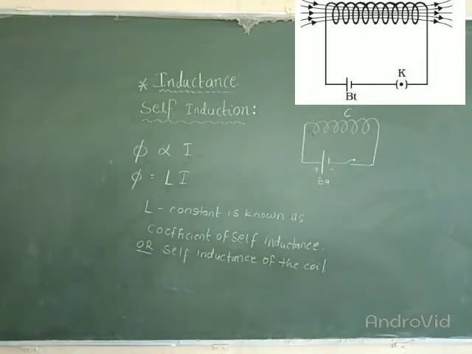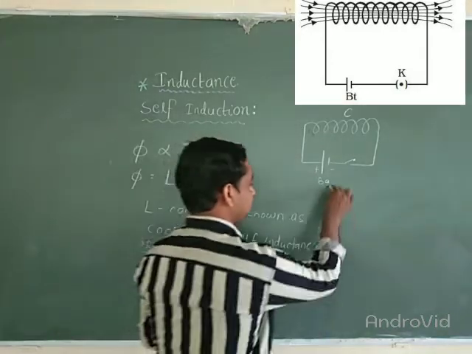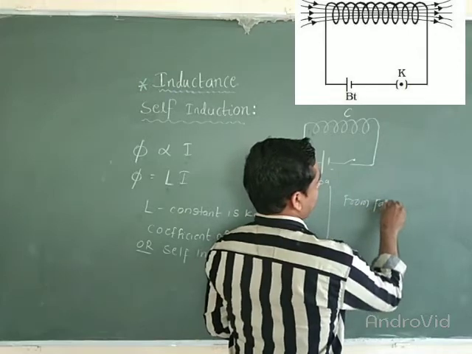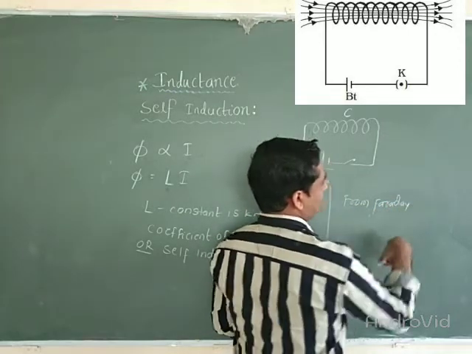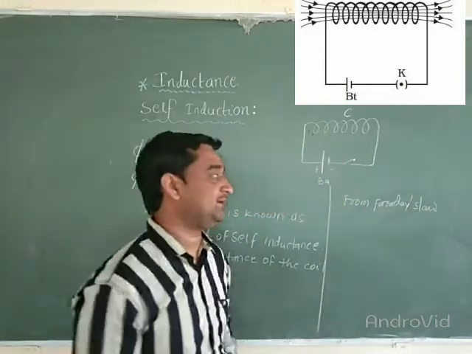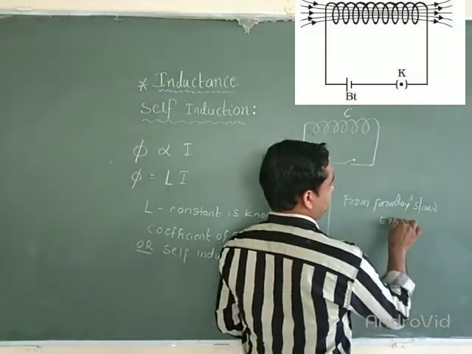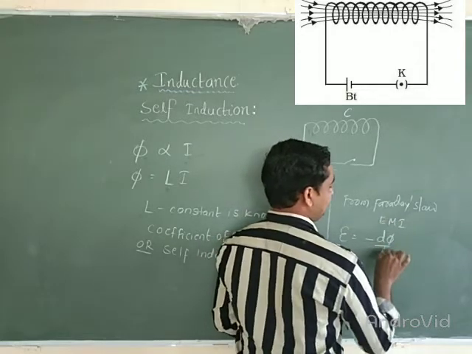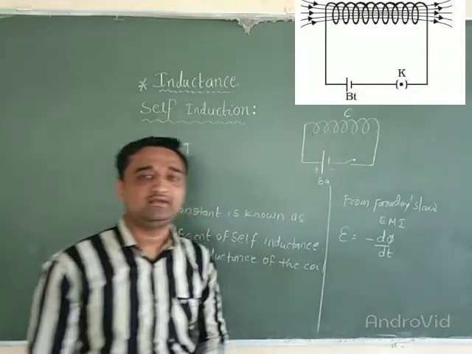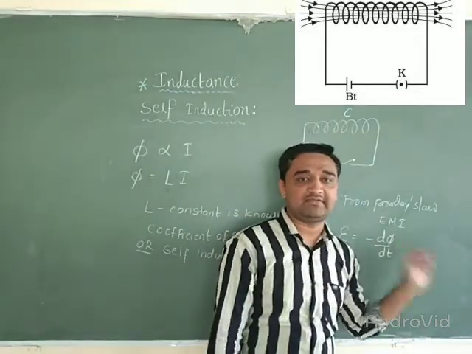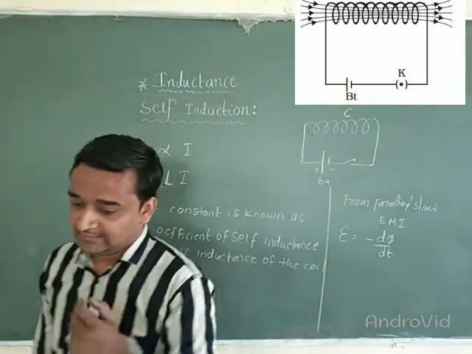Now we can write, from Faraday's second law of electromagnetic induction, E is equal to what? From Faraday's law of electromagnetic induction, E is equal to minus dφ by dt, right? The induced EMF is equal to what? The rate of change of magnetic flux linked with the coil.